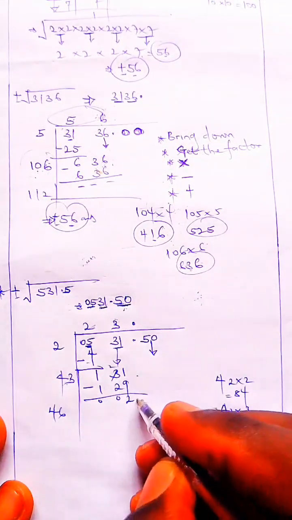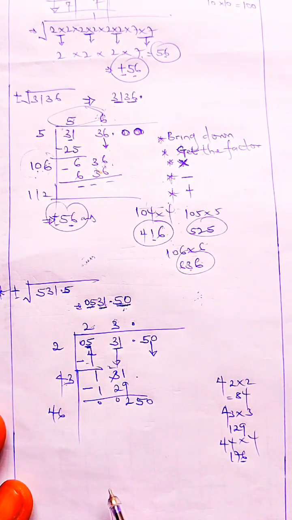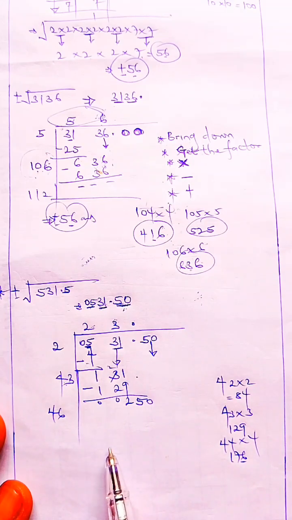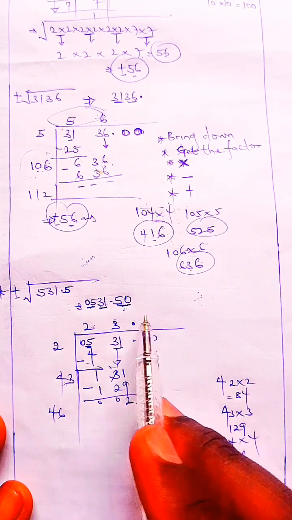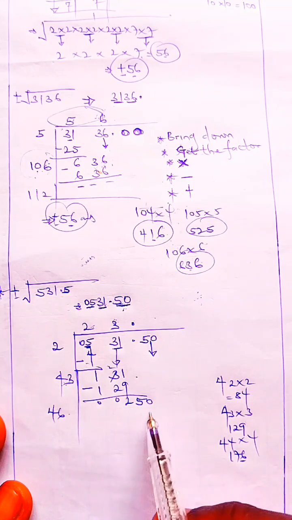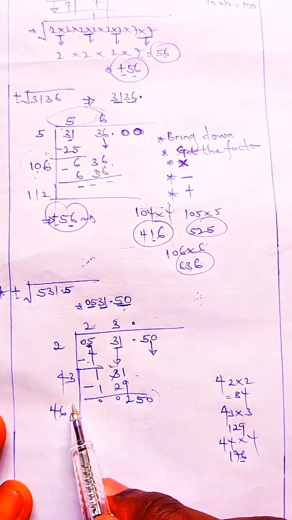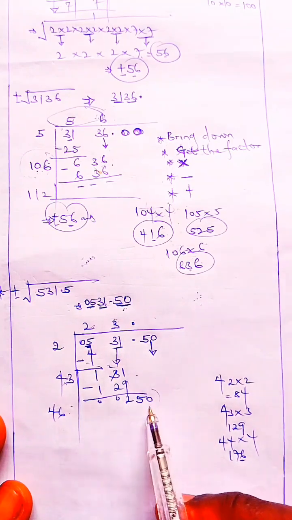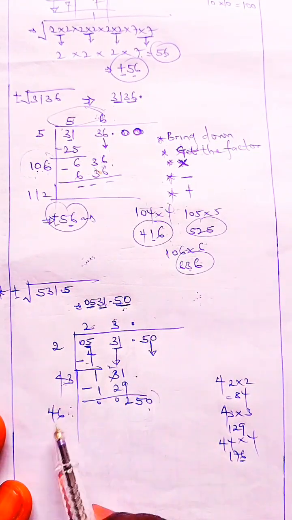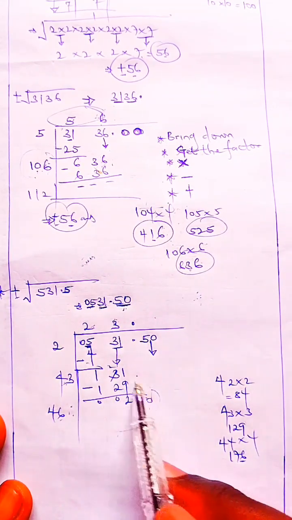Bring down your 50, another pair, that is 250. So what do we do next? You ask yourself a question: what do I add here and here that when multiplied, we end up getting 250? If you add a 0 and a 0 here, that will give us 0. If you add your 1 and your 1 here, that will be 461 times 1. That will be 461. It's far more than what we are looking for.